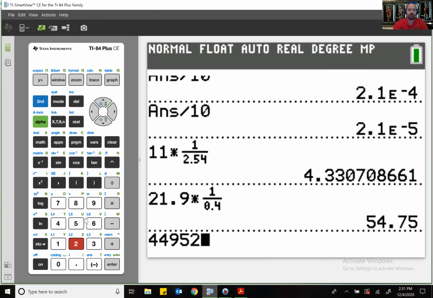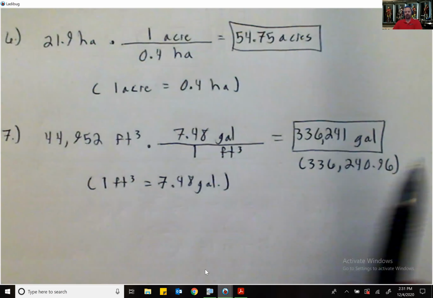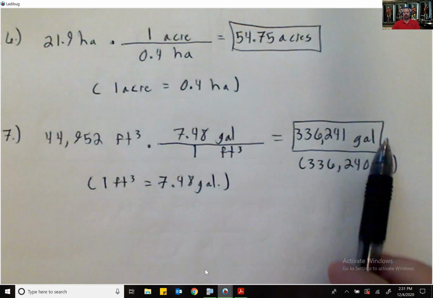44,952 times 7.48. All right, to the nearest whole number. 336,241. Perfect. 336,241 gallons. So there are two answers to this one. You need to make sure that you get the number, and then you need to make sure that you select in the drop down the word gallons.